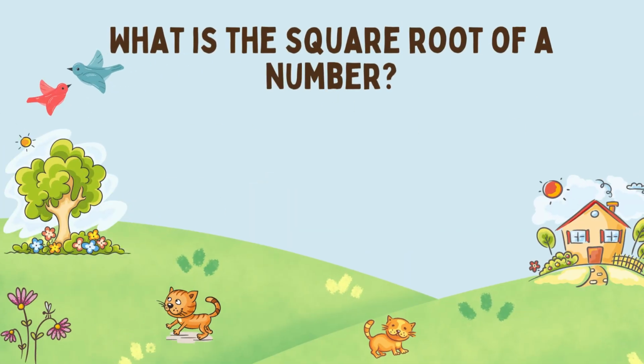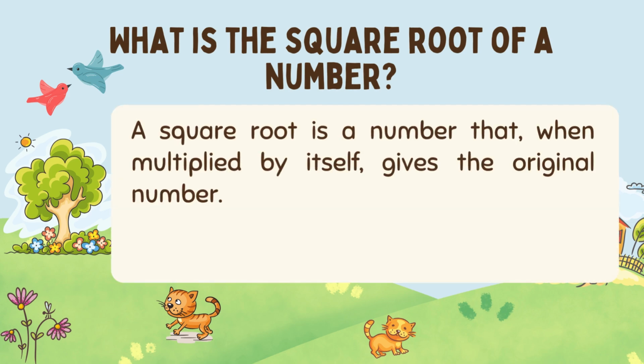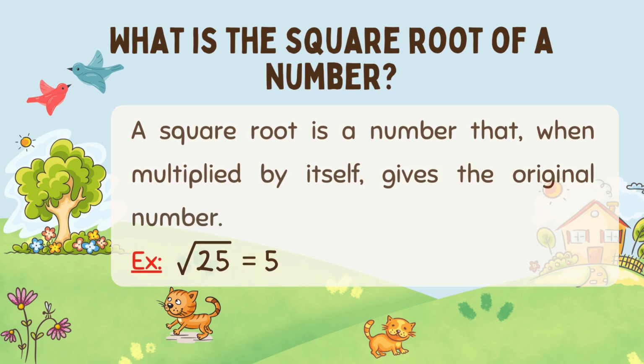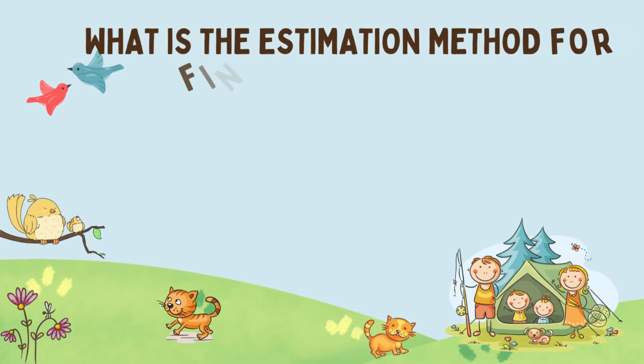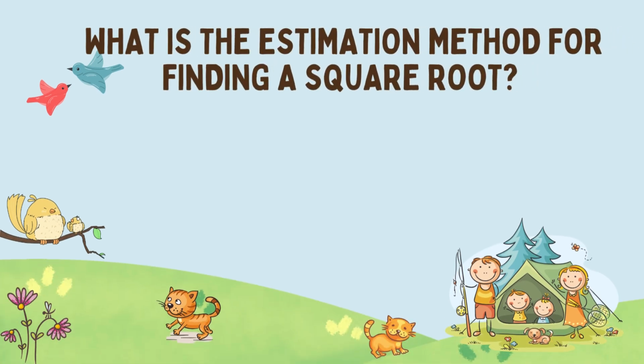What is the square root of a number? A square root is a number that, when multiplied by itself, gives the original number. For example, the square root of 25 is 5, because 5 times 5 is equal to 25. In this video, you will learn how to calculate the square root of a number using the estimation method.